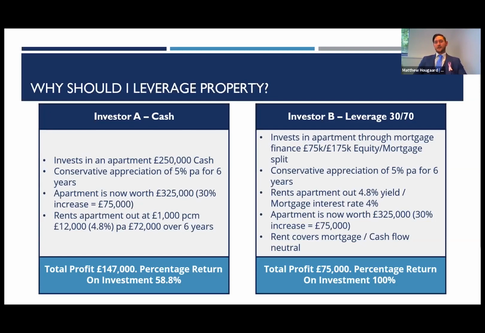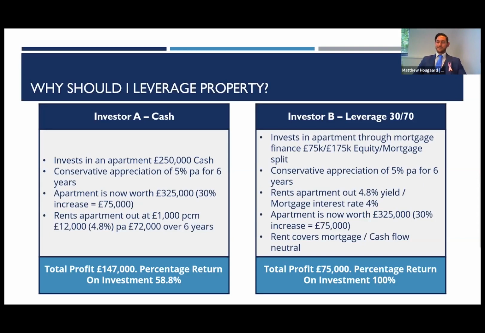But let's now look at brother B, who decides to leverage that investment. He puts down 30%, which is £75,000, and borrows money from a UK bank, which is obviously currently at the lowest interest rates in history, for the rest. Now, the same growth applies, and he uses the rent money to pay for the mortgage. So his profit is £75,000 on that initial investment of £75,000, or 100% return on his investment.